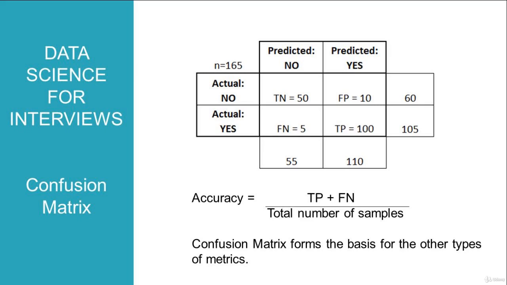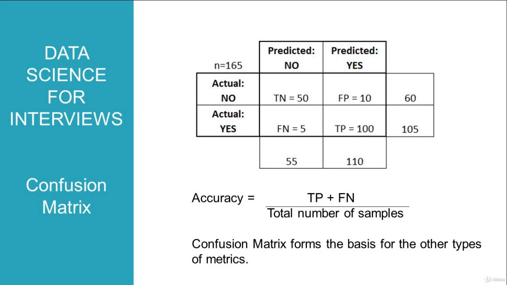So accuracy for this matrix can be calculated by taking the average of the values lying across the main diagonal, that is the true positives plus true negatives upon the total number of samples. And the confusion matrix forms the basis for other types of metrics.